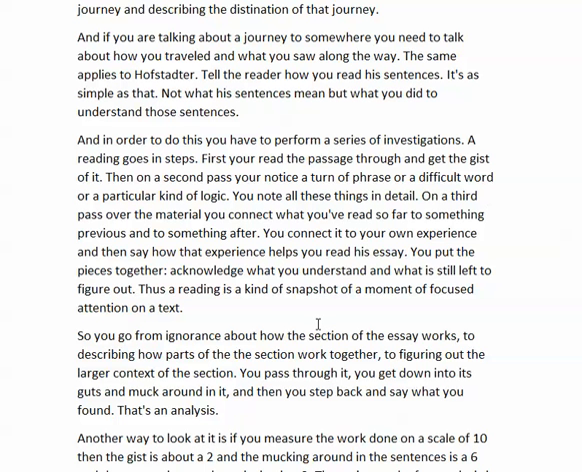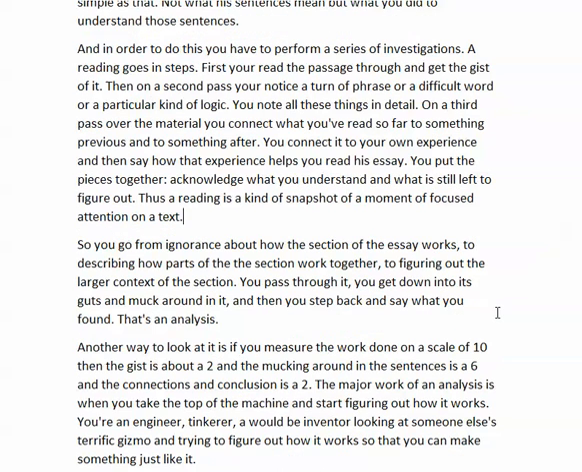Thus, a reading is a kind of snapshot of a moment of focused attention on a text. And it usually goes in threes. First the gist, then the working with the senses, and then the connections. You should do that for each of the sections that you write about. So again, you go from ignorance about how the section of the essay works to describing how the parts of the section work together to figuring out the larger context in the section. You pass through it, you get down into the guts and muck around in it, and then you step back and say what you found.